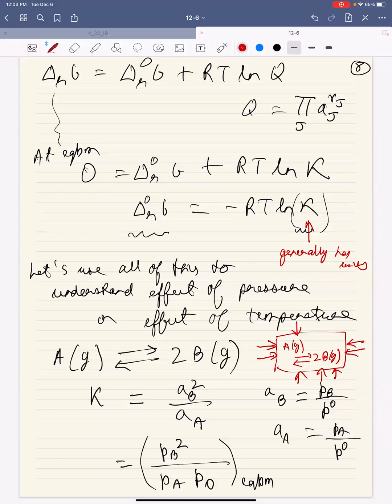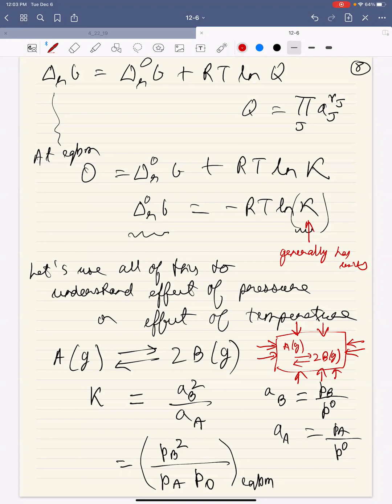So the question is, when we tighten this container, which direction will equilibrium shift in? Will it shift in the forward direction or will it shift in the backward direction? That's what we want to answer here. Or will it not shift? Maybe it does not shift, maybe it does not affect.